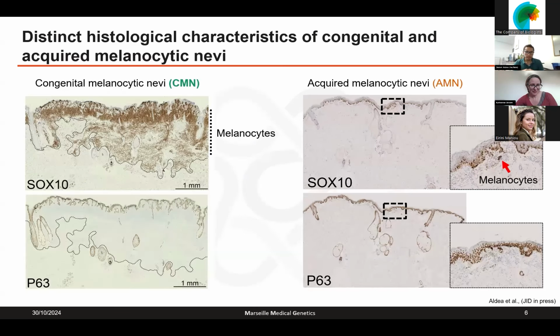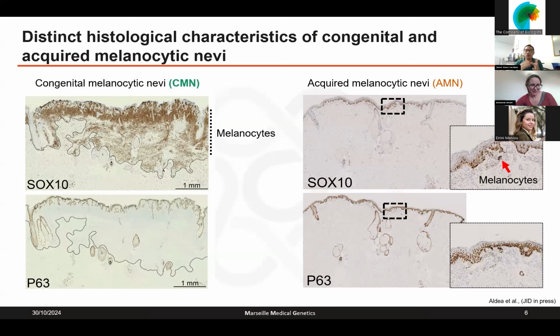As I mentioned, these two types of nevi are very different at a phenotypical level. And this becomes really evident when we look at a histological level. Here you see a cross-section of immunohistochemistry in which we stain SOX10, a well-known marker of melanocytes, and P63, a marker of the epidermis. And you can see that in the CMN samples, melanocytes go really deep into the dermis from the epidermis at the top.